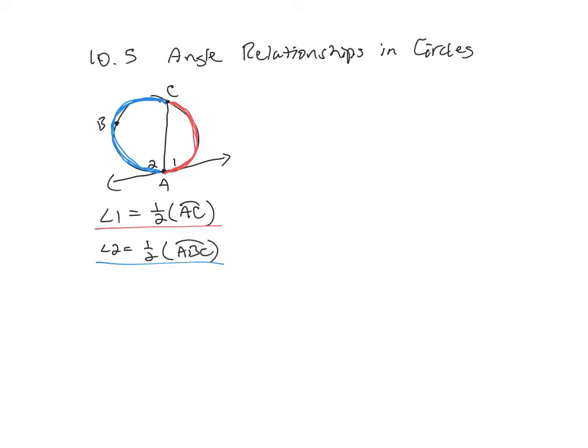So you could see a problem where it asks you for the red arc, but it gives you the blue arc, and you need to remember that 360 is all the way around a circle. Or maybe it gives you angle 1 and it asks you for the blue arc. Then you could say, okay, well, the red arc is times 2, and then you can do the 360 thing. But this is Theorem 10.14. All right, Theorem 10.15.